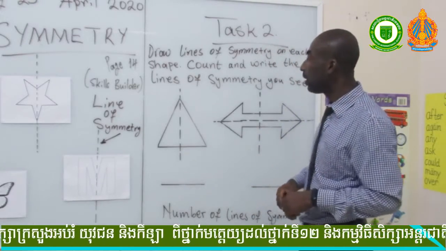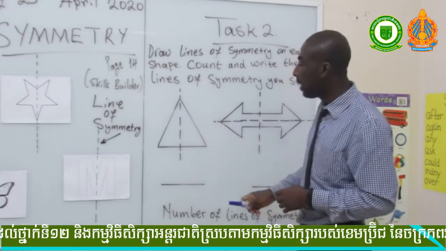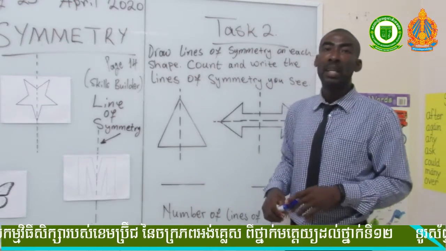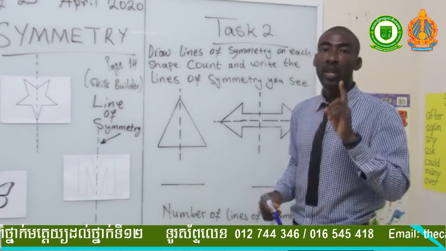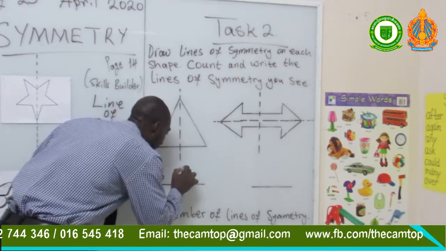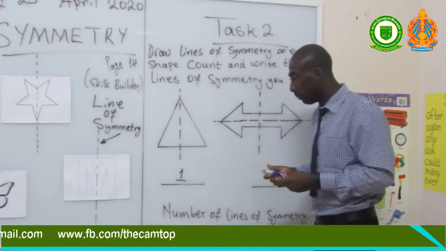So in your activity, you draw a triangle, you put a line of symmetry inside, then you tell how many lines of symmetry are possible for that particular shape. So on this triangle, we can only have one line of symmetry. So we write 1, which is only one line of symmetry.